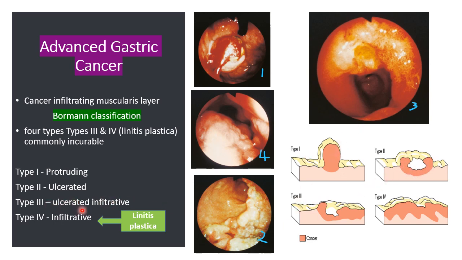Type 3 is ulcerative and infiltrating, that is type 3 here. The superficial ulcer with deep infiltration into the wall. And type 4 is purely infiltrative, which is known as linitis plastica. In fact, type 3 is the early form of linitis plastica, and type 4 is your advanced linitis plastica. And linitis plastica is commonly considered incurable.